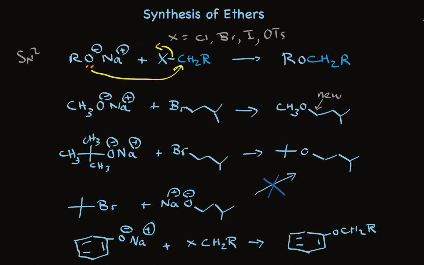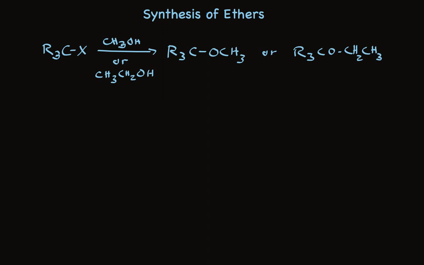Let's take a look at the case when they have tertiary alkyl groups. This is very different chemistry. This is an SN1 reaction. It's a tertiary alkyl halide. The leaving group can be chloride, bromide, or iodide.